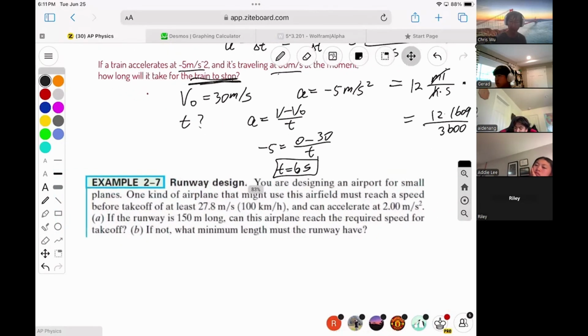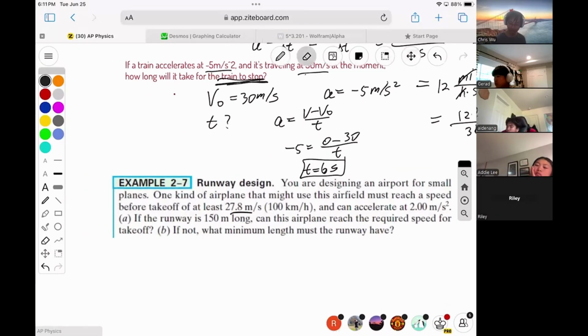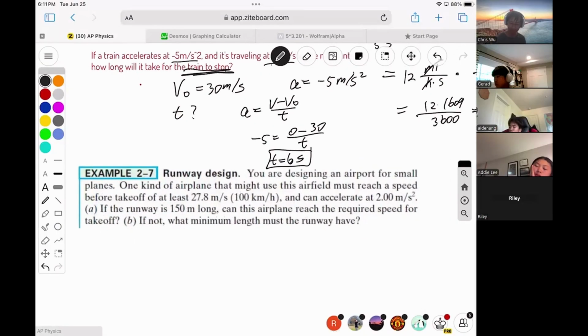Now, let's try this one. You are designing an airport for small planes. One kind of airplane that might use this airfield must reach a speed before takeoff of at least 27.8 meters per second and can accelerate at 2 meters per second squared. If the runway is 150 meters long, can this airplane reach the required speed for takeoff?